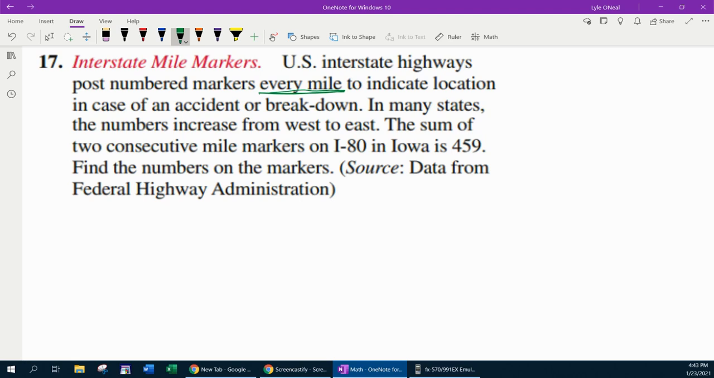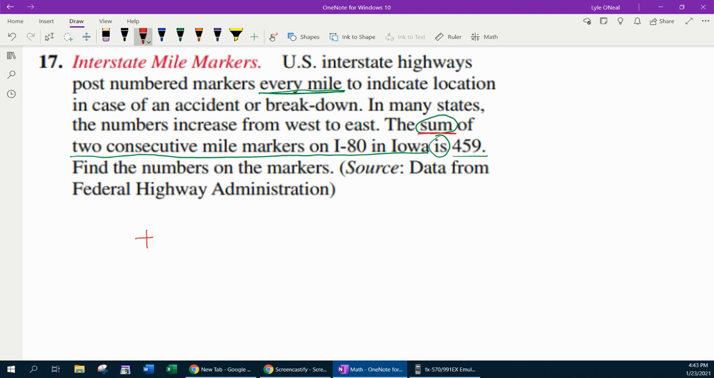The sum of, all right, so that's a math term. The sum of two consecutive mile markers is 495. Let's break that down, okay? First of all, the word sum in math means add.